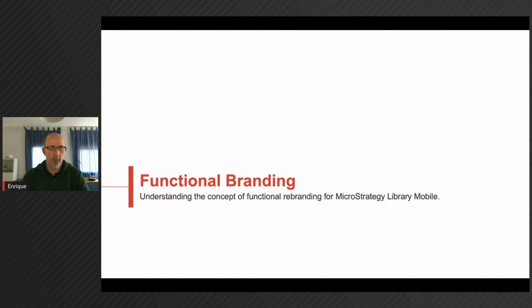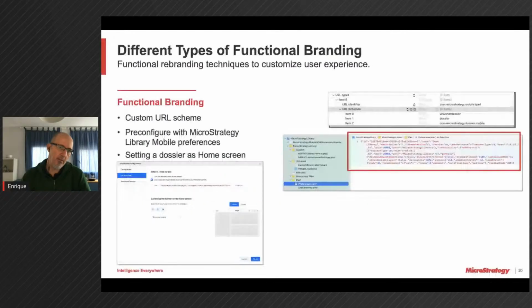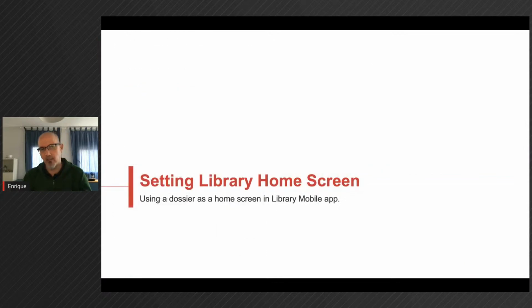Apart from the visual customization to run library, there are aspects that can be modified that are not visible at the user interface level. Some examples of functional branding are defining a custom URL scheme that makes possible to use a custom URL type for each application. We'll see this in one of our demos. Preconfigure Library Mobile so that all preferences come packaged within the application, and setting a dossier as a home screen instead of presenting a list of dossiers.